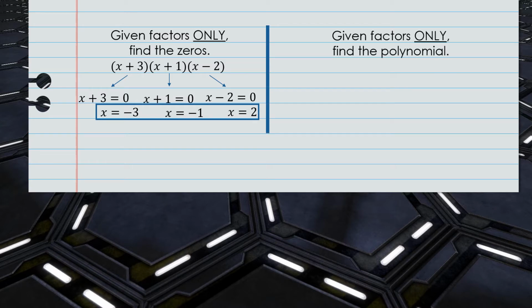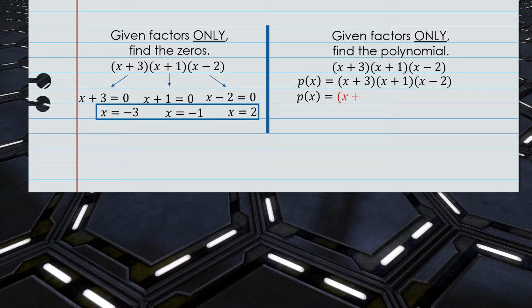Now what if we were given the factors only, and this time it said find the polynomial? Well, if I'm only given x plus 3 times x plus 1 times x minus 2, and it's asking for the polynomial, I need to write it as a function. The first step is to simply write it as p of x equals x plus 3 times x plus 1 times x minus 2.